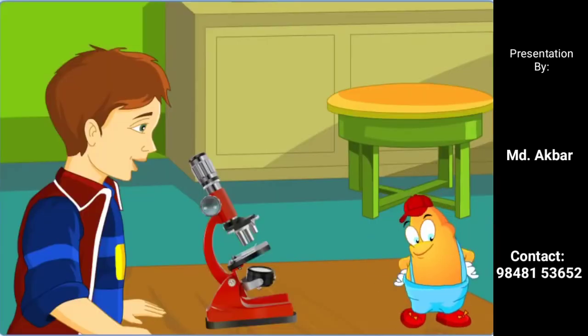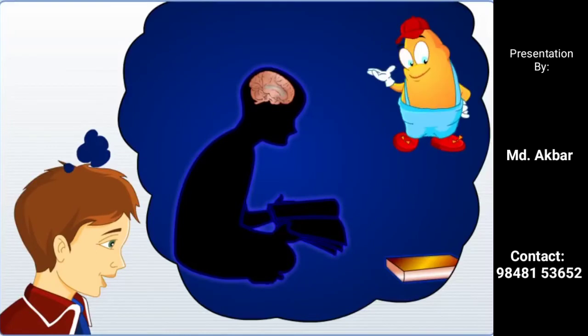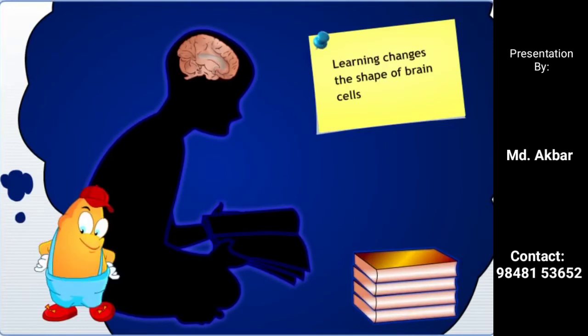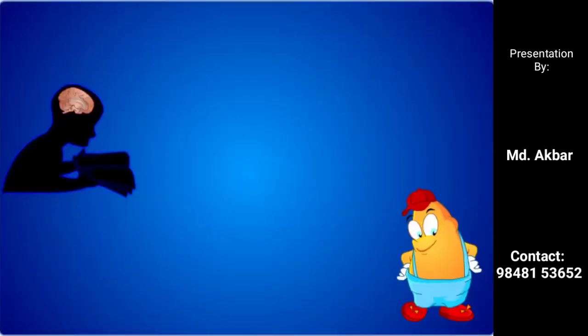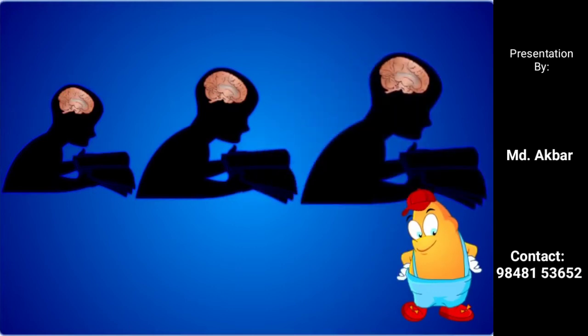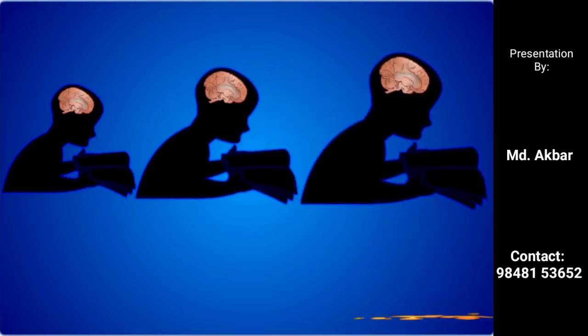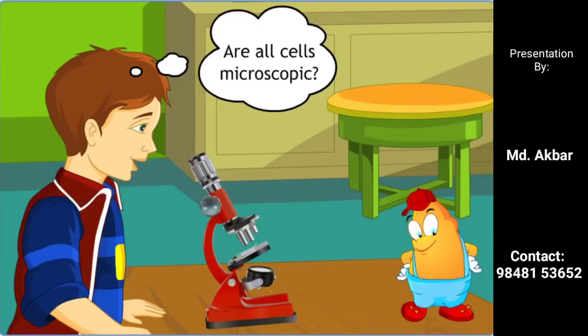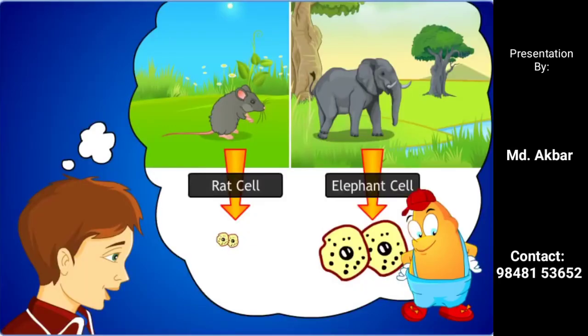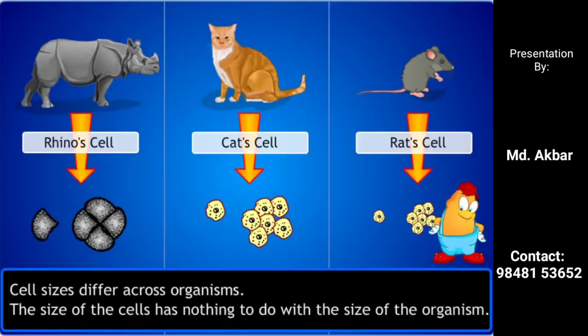Here is an interesting piece of information, Victor. Scientists studying the shape of cells are of the opinion that learning changes the shape of brain cells. So, as you learn and grow, the shape of your brain cells gradually changes. Really? Wow! But how about cell sizes? Are all cells microscopic? I would have thought the cells of smaller organisms were smaller than those of big animals, like, say, an elephant? Cell sizes differ across organisms.